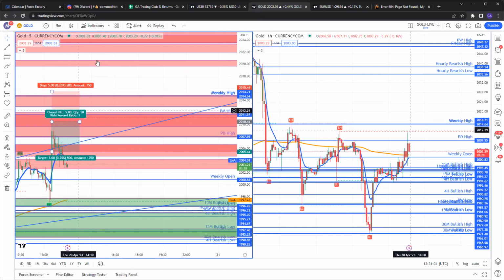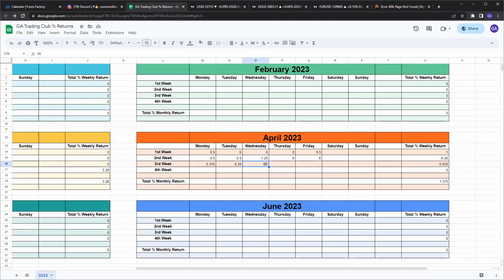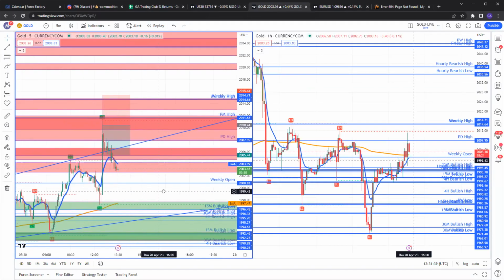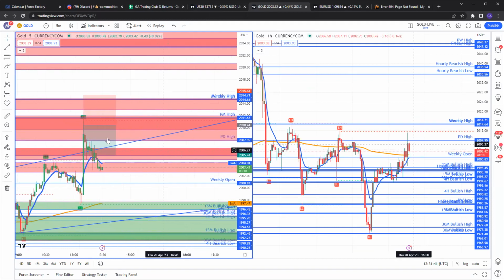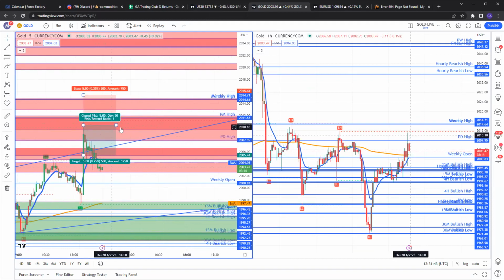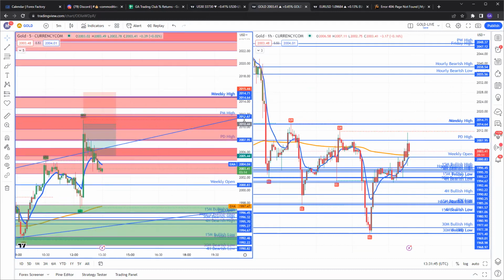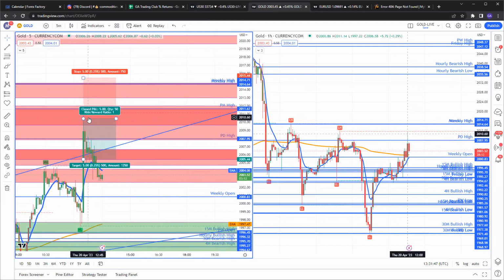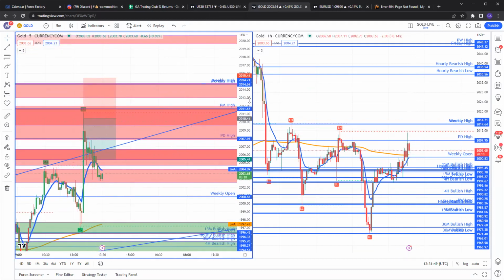So this does not count towards the return that we're recording because these returns are only trades we take during the live session and any trades I send out in the Discord. So this trade I just took by myself, went with a 50 pip stop loss, 50 pip take profit, ideally from that supply zone within a supply zone.